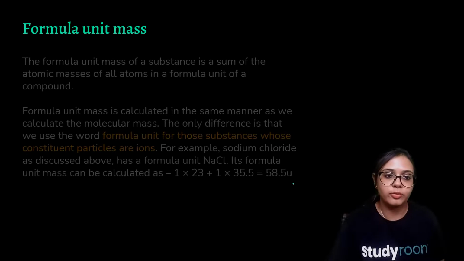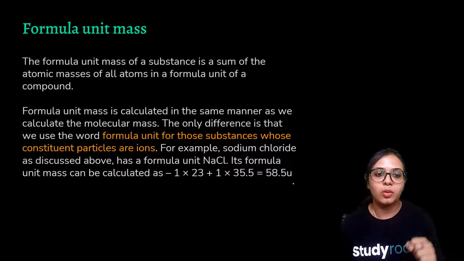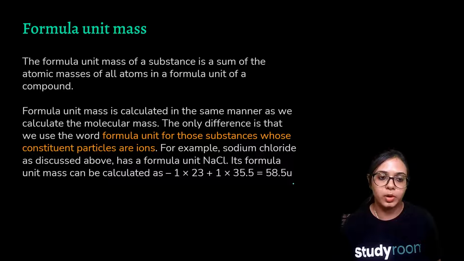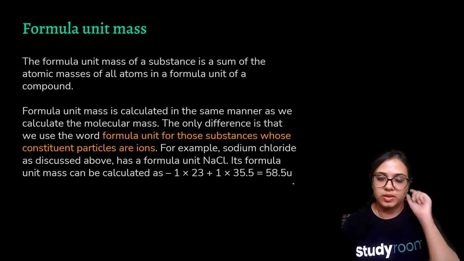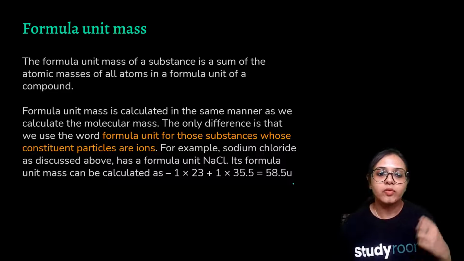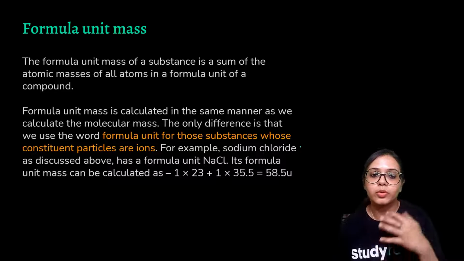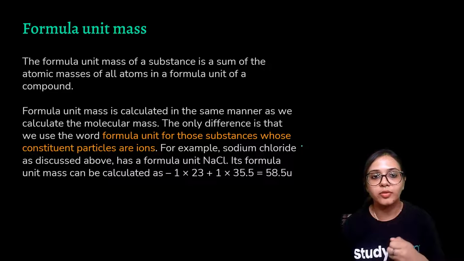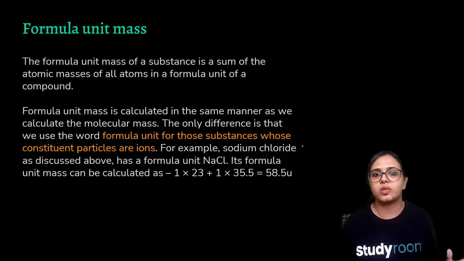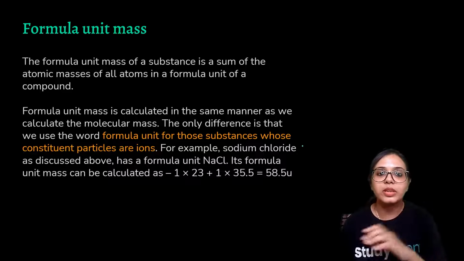Let's have a look at the formula unit mass. The formula unit mass of a substance is the sum of the atomic masses of all atoms in a formula unit of a compound. Formula unit mass is calculated in the same manner as the molecular mass, that is by adding up the atomic mass units. The only difference is that we use the term formula unit for those substances whose constituent particles are ions. Conceptually it is the same thing, but we have just given different terms.